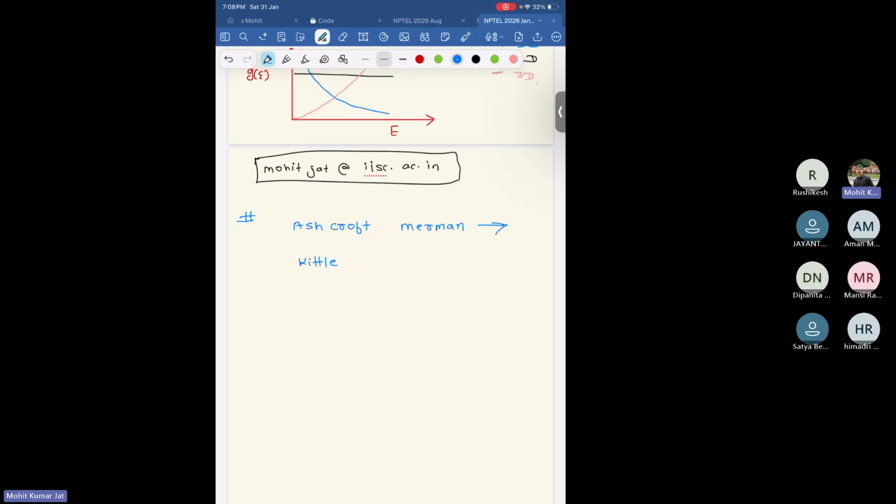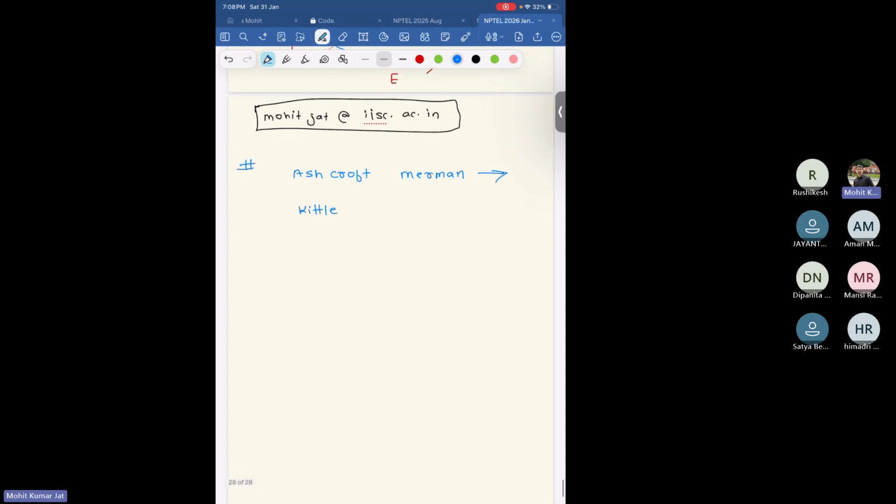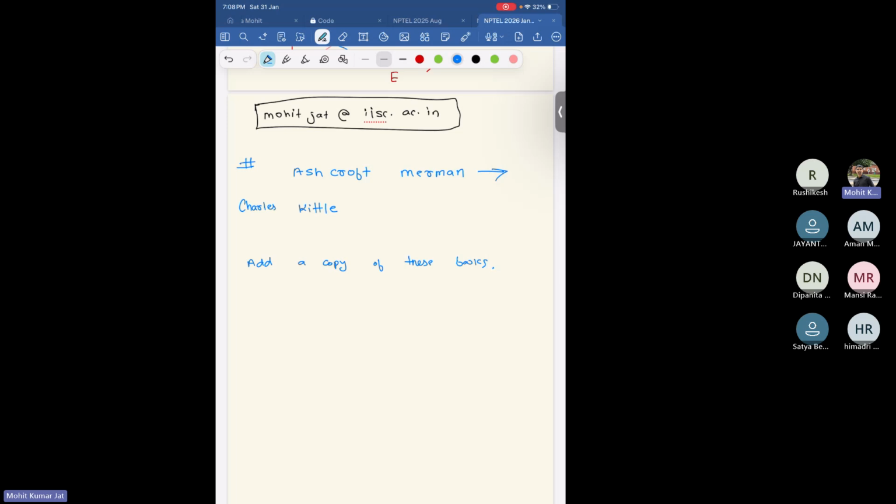And if you want to get a copy of it, I will add a soft copy in the class notes, which I'll share maybe today or tomorrow. Of course, that's not the correct way of distributing copies because there are copyrights and all those things. But yeah, I'll add the copy of Ashcroft Mermin and Charles Kittel so that you can follow it.